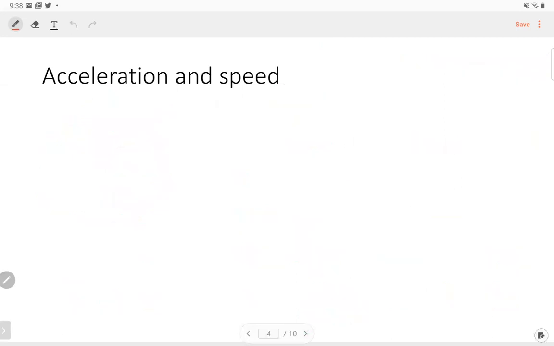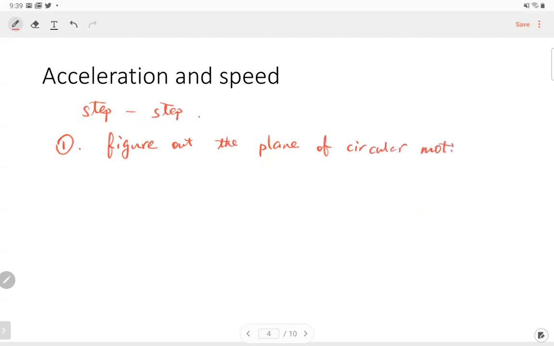I have a summary here. The step-by-step way to solve such a problem is, first one, figure out the plane of the circular motion. Does this circular motion occur in a horizontal surface or a vertical surface? It depends on whether the circular motion is in the horizontal or in the vertical.